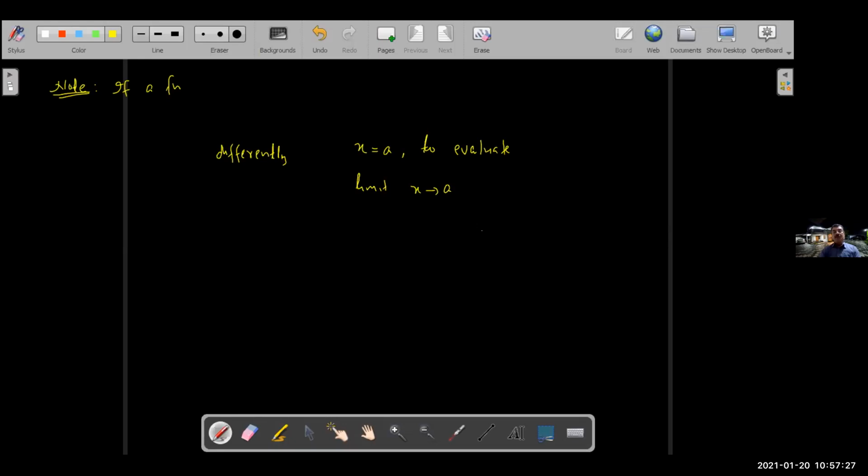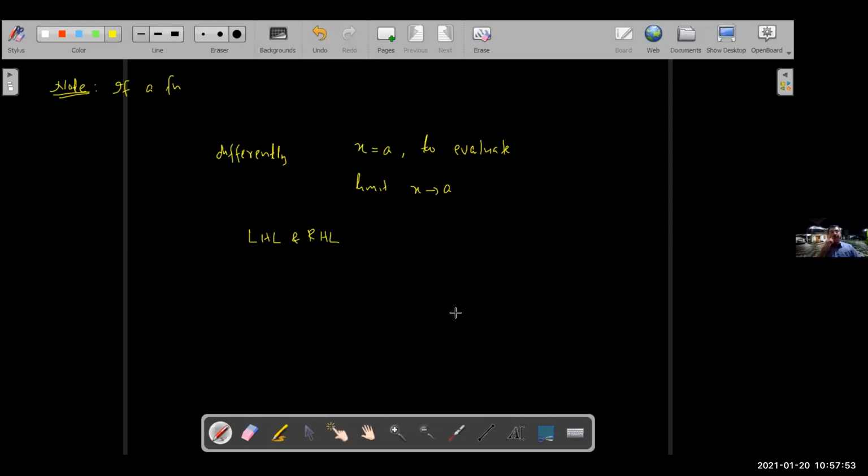we need to take LHL and RHL. What do you mean by LHL? We discussed it earlier. Left hand limit and right hand limit.